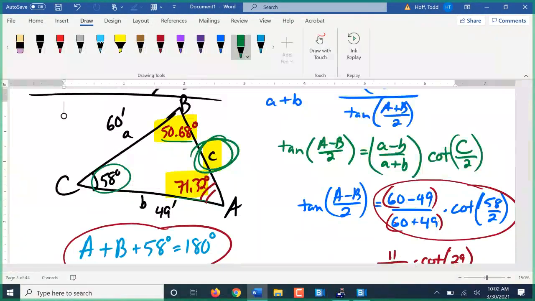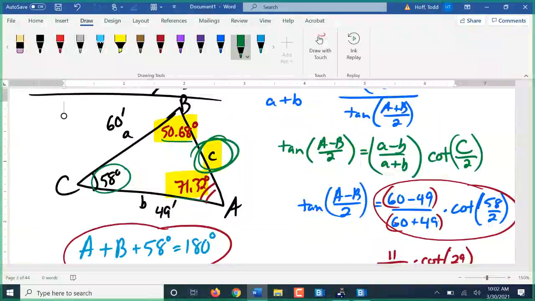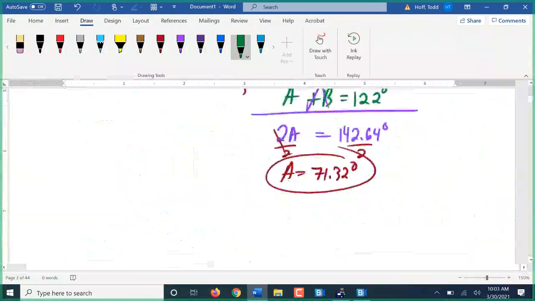Now, I have checked to see if there's a law of secants, and I can't find anything on it. I've never seen a law of secants out there, and I can't find anything on it when I try to look it up. So really, law of sines and law of cosines are the only things out there that are useful to us.